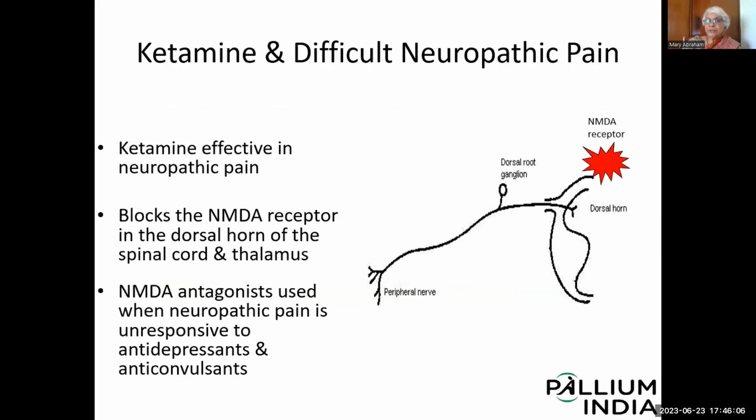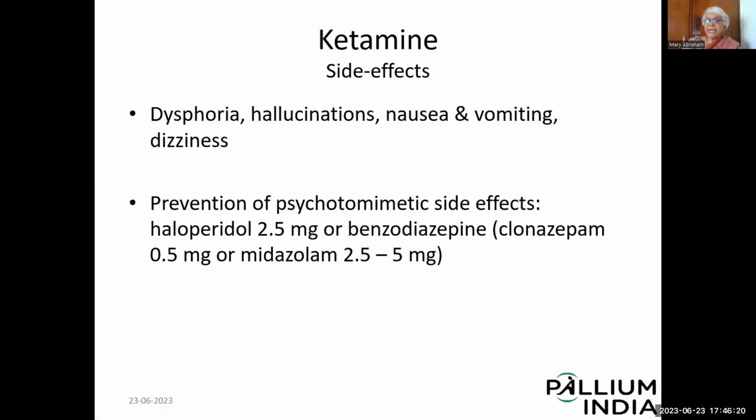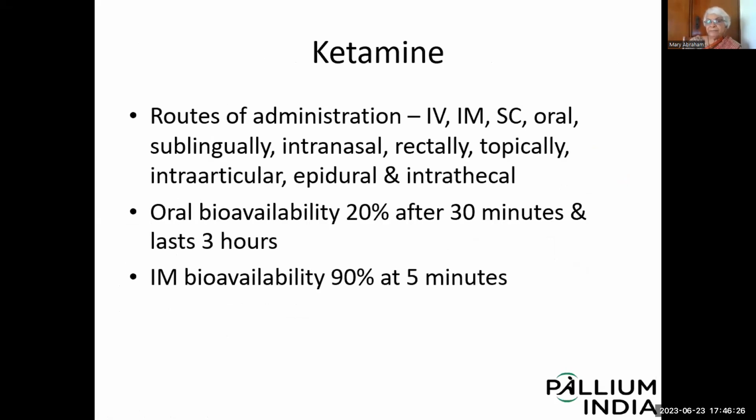The other drug used in neuropathic pain is ketamine. It acts on the NMDA receptor, which is there in the dorsal horn of the spinal cord. But it has side effects like dysphoria, hallucinations, nausea, vomiting. These can be prevented by adding a benzodiazepine or haloperidol. It's given by a wide range of routes of administration: IV, IM.